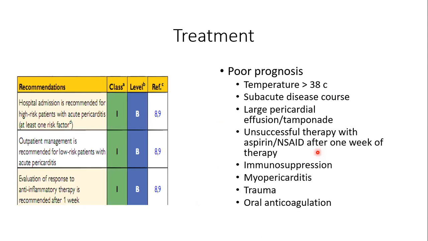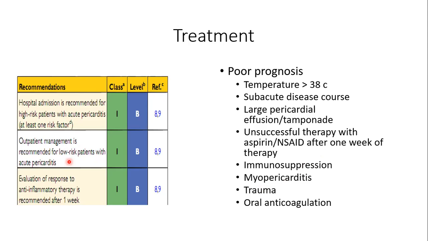So for treatment, hospital admission is recommended for high risk patients with acute pericarditis. The high risk patients are those who have systemic autoimmune disease, viral or bacterial infection, patients who have had cardiac surgery, patients that have had transmural MI, uremia, or dialysis. Okay, then outpatient management is recommended for low risk patients, and evaluation of response to anti-inflammatory therapy is also recommended after 1 week.